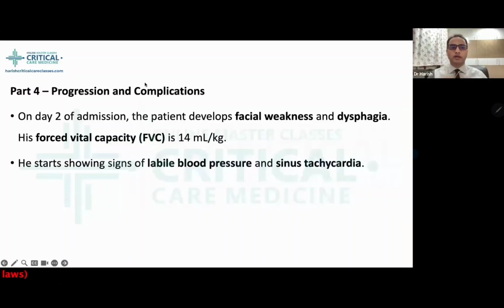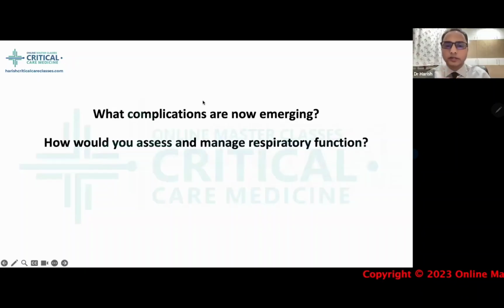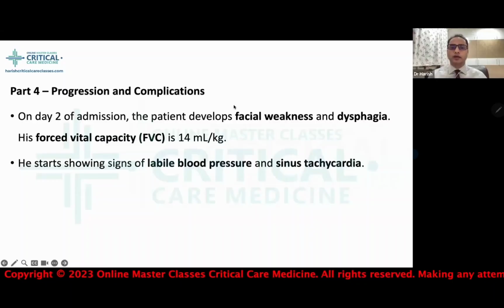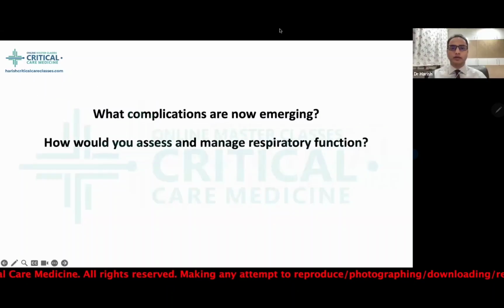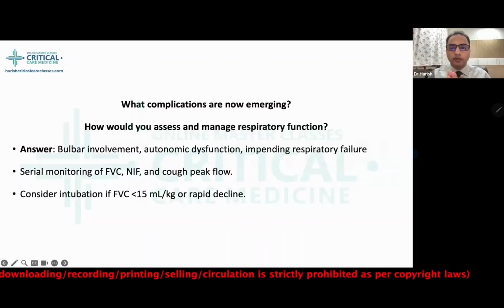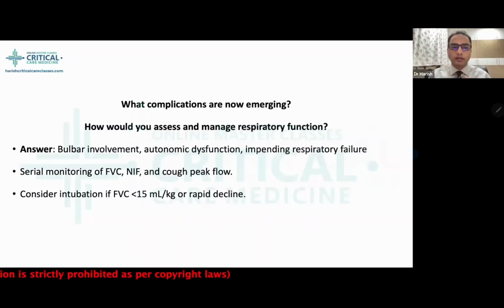If you come back to our patient, on day 2 of admission, the patient developed facial weakness and dysphagia, and forced vital capacity is 14 ml per kg. He started showing signs of labile blood pressure and has sinus tachycardia. So what complications are now emerging? Patient has compromised blood pressure, tachycardia, and a reduced forced vital capacity. What's happening here? Basically, this patient has bulbar involvement, autonomic dysfunction and impending respiratory failure.